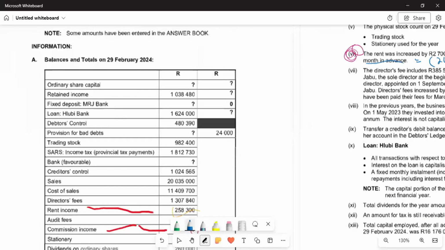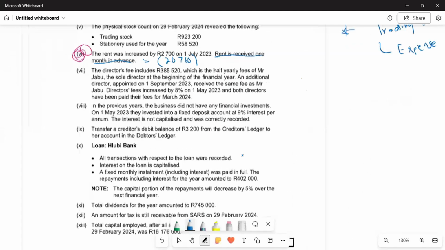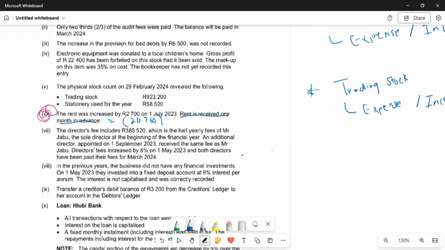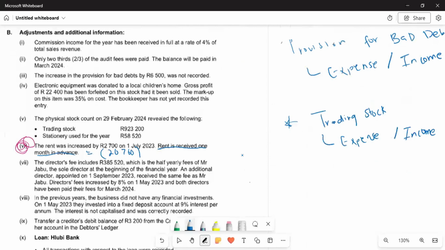Okay, my provision for bad debts, which is the last year amount, is 24,000. For this year, I'm not given. Let me see if there's any additional information relating to provision for bad debts. So information 3, it says the increase in provision for bad debts by 6,500 was not recorded.